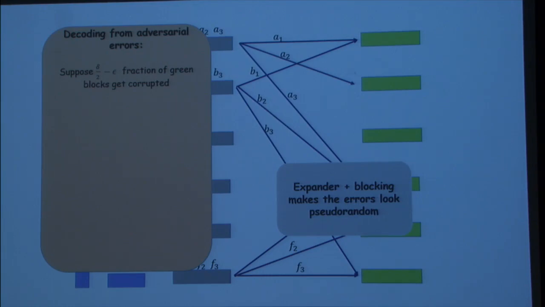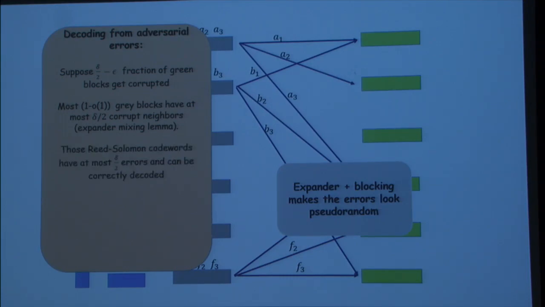It's the same thing now. You take delta over 2 minus epsilon fraction. Suppose the number of errors is delta over 2 minus epsilon, and we have so many adversarial errors on the right-hand side. Then by the expander mixing lemma, most of the gray blocks will have at most delta over 2 corrupt neighbors. And now proceed as before. So all the gray blocks which have few corrupt neighbors can be correctly decoded to recover the blue blocks, and then once you have little o(1) error on the blue blocks, you can recover the multiplicity code word, and that's it. And now you just set the parameters appropriately, and we get what we want.